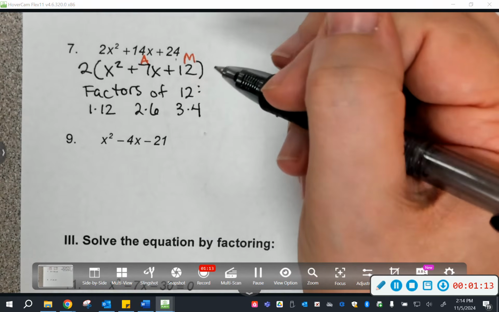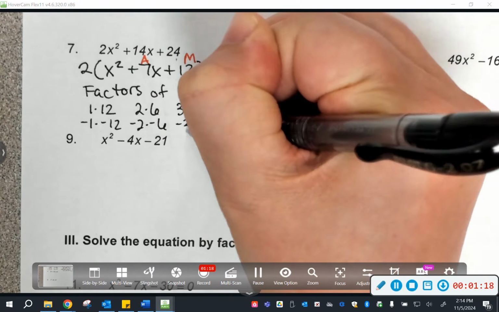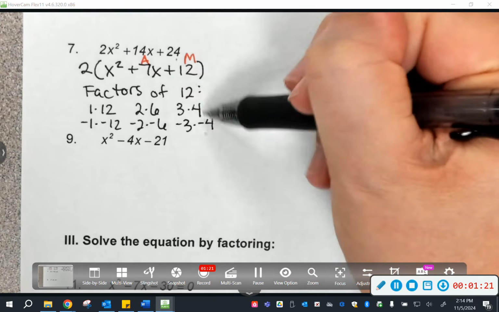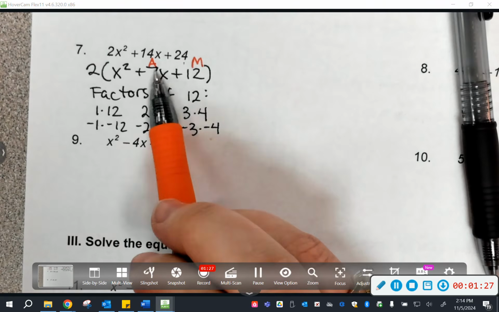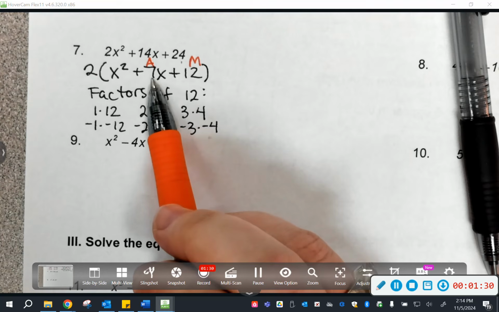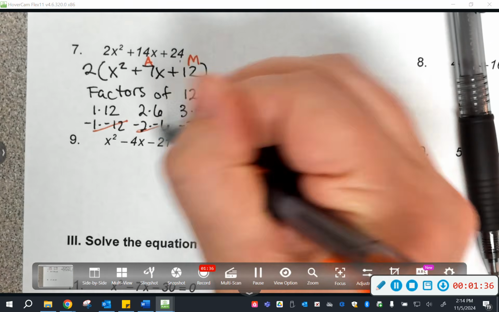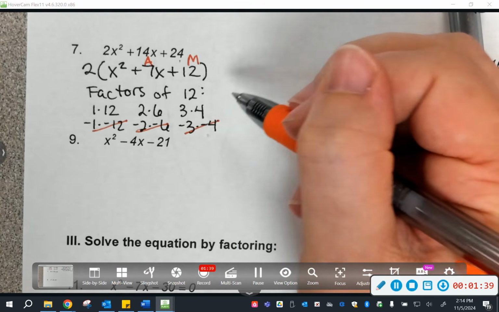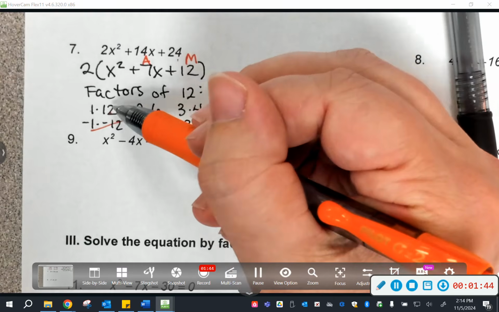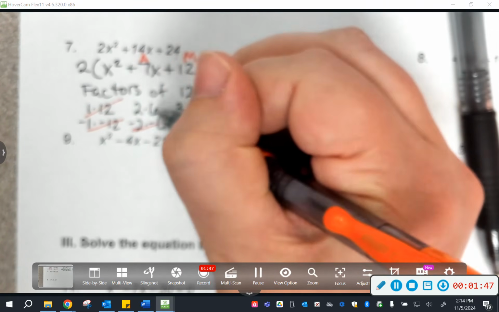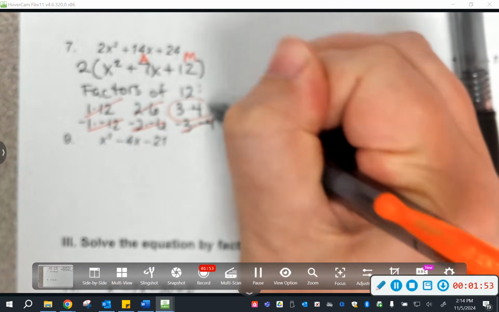It would also work to try -1 times -12, -2 times -6, -3 times -4, because two negatives are going to give us a positive. However, these two negative values are not going to add up to a positive b term. -1 and -12 will not give us a positive number. Neither will -2 and -6. Neither will -3 and -4. So we try our positive factors only. 1 plus 12 gives us 13, so we don't want that. 2 plus 6 gives us 8, not quite what we want. 3 plus 4 gives us 7, so that's what we want.